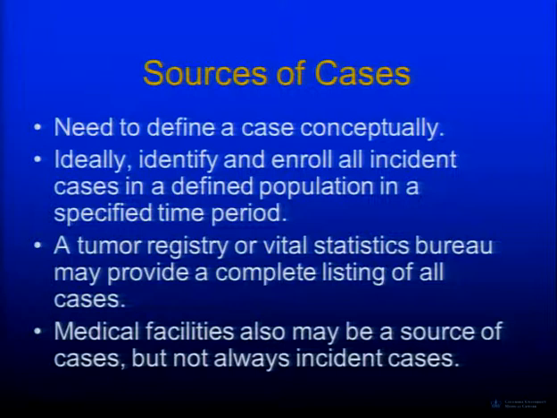So when you have a tumor registry, whether it's for a country like Sweden or for a state like New Jersey, or a Vital Statistics Bureau, they can give you a complete listing of all cases. You have to go through a ton of paperwork and get IRB approval and everything, but you can get it.